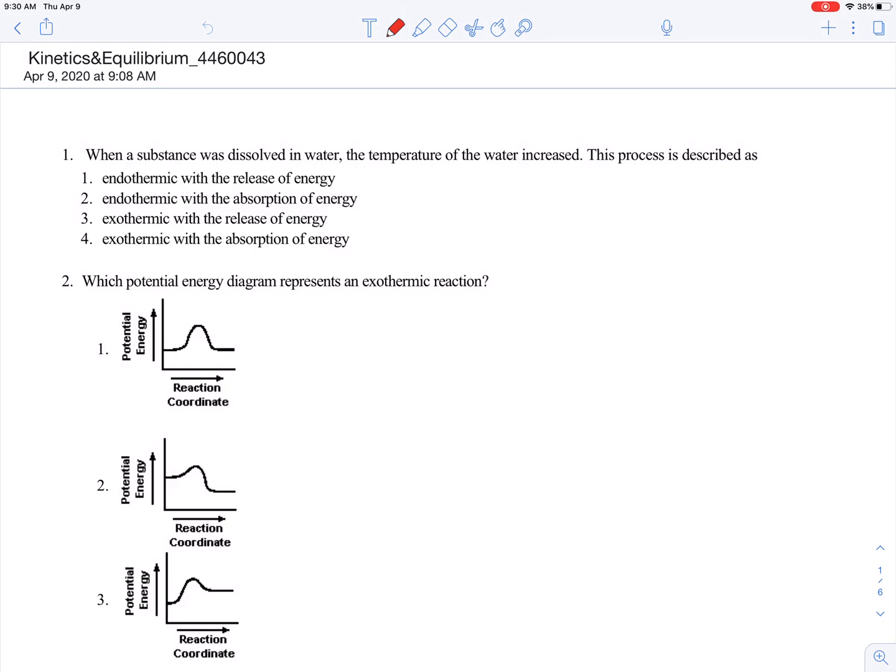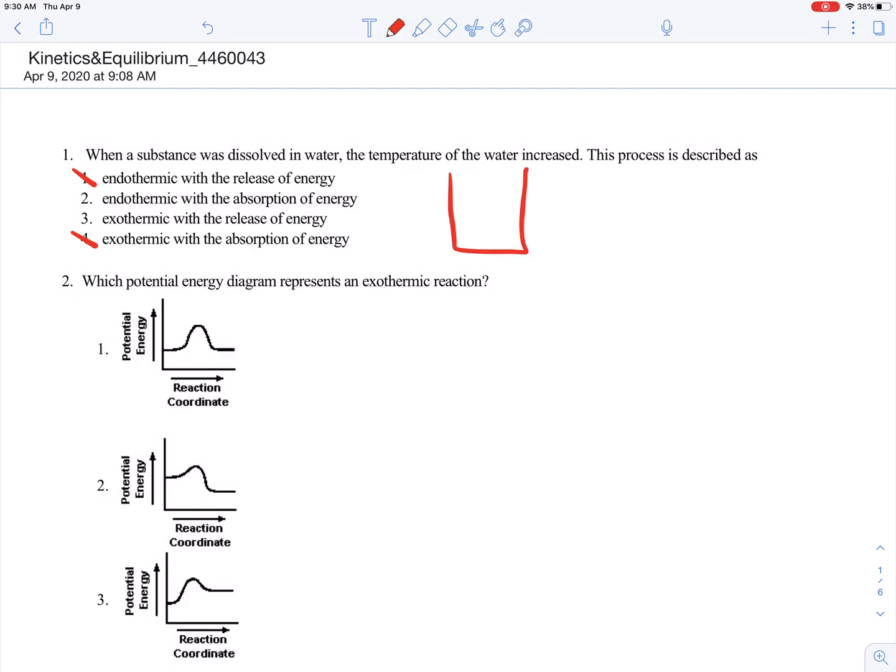Okay, so the first question: when a substance was dissolved in water, the temperature of the water increased. This is described as blah. All of the answer choices have to do with endothermic or exothermic and what that means for energy. What I would do first is eliminate the ones where the definition doesn't match the term. Endothermic is not the release of energy, and exothermic is not the absorption of energy. So that gives you a 50-50 right there.